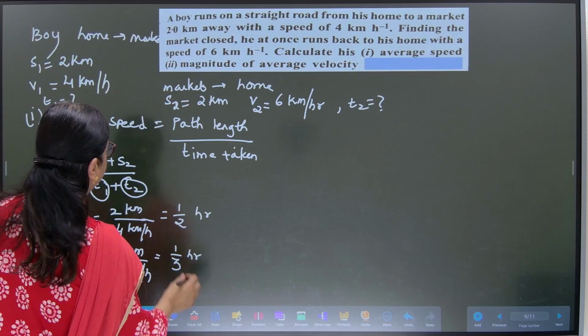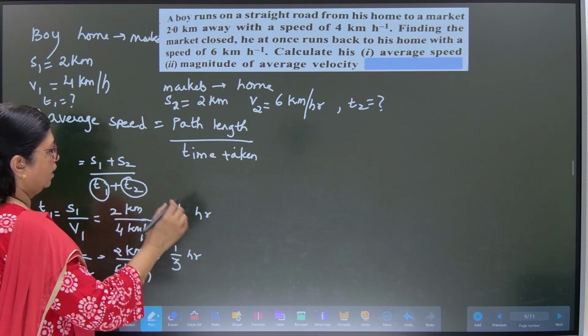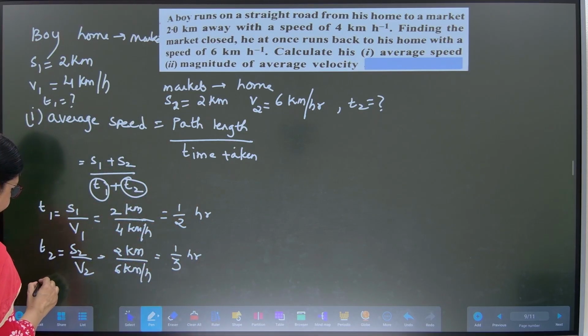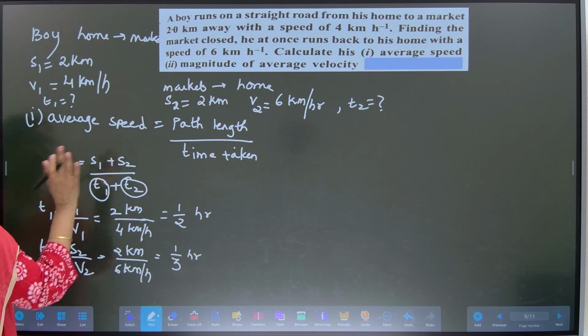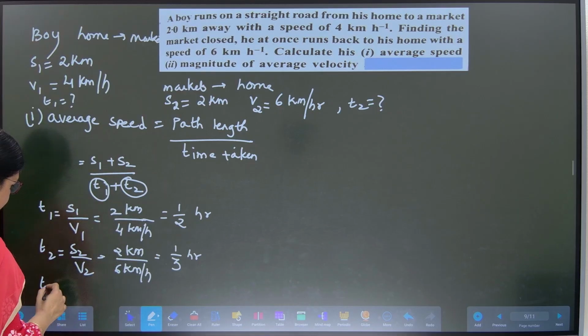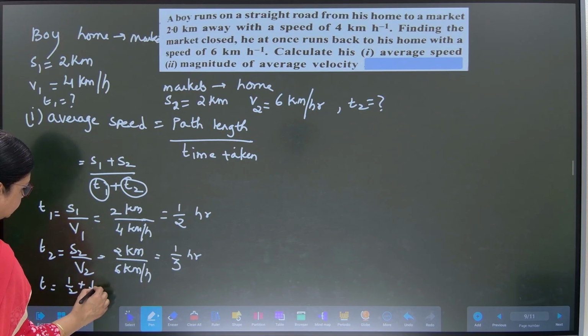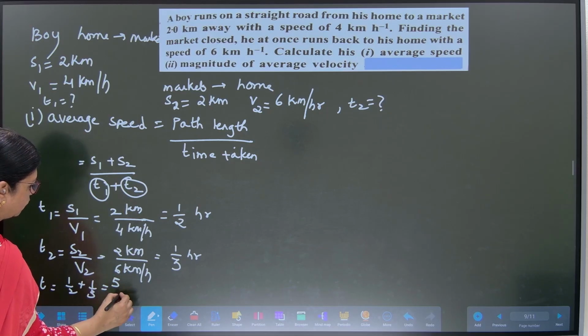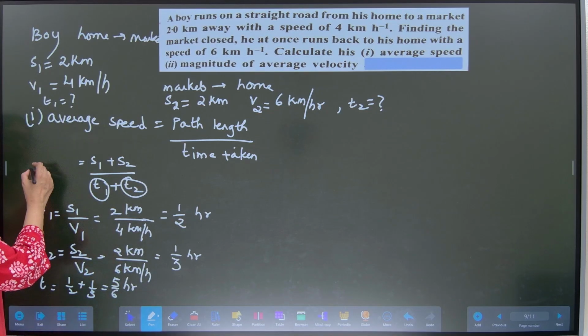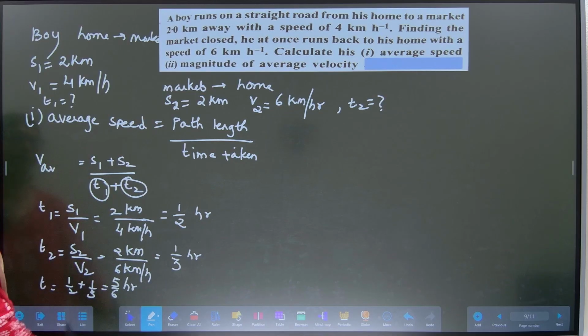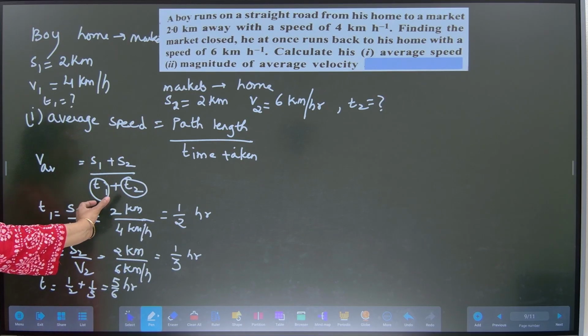So what is T1 plus T2? That also let us calculate so that we get the total time here, because S1 is 2, S2 is 2, so we will get the total distance. So T is equal to half plus 1 upon 3, which is equal to 5 upon 6 hour. Okay, taking the LCM, we get 5 upon 6 of an hour. So we are ready with total distance and total time.